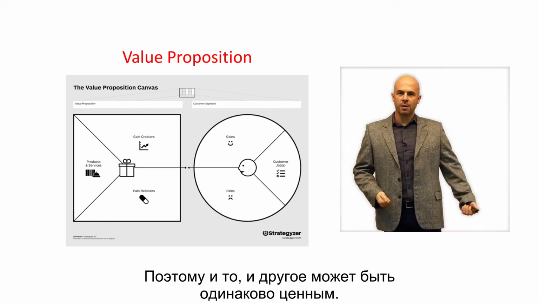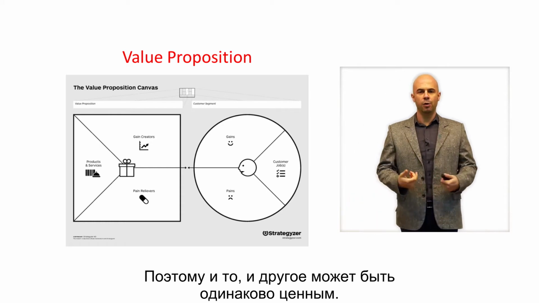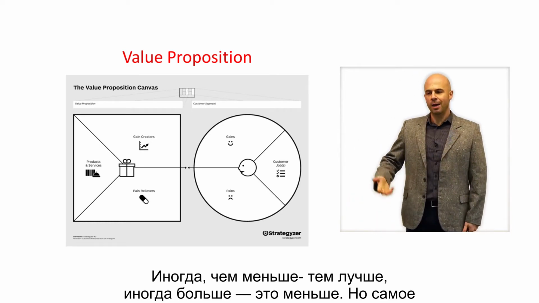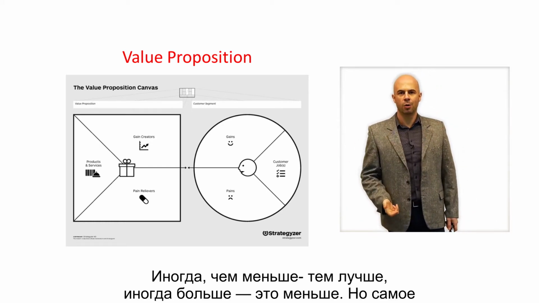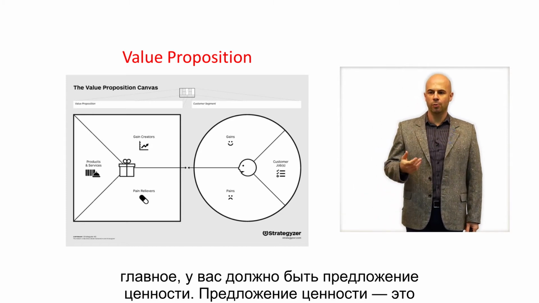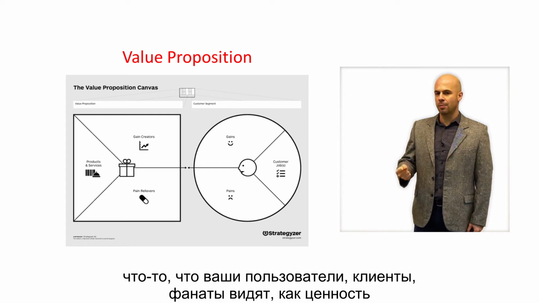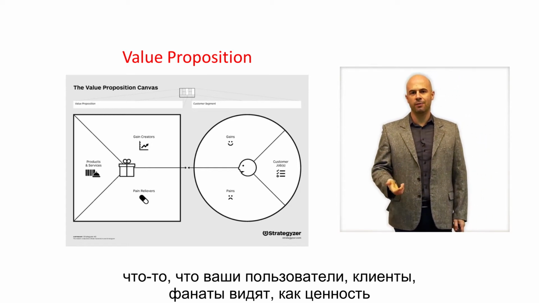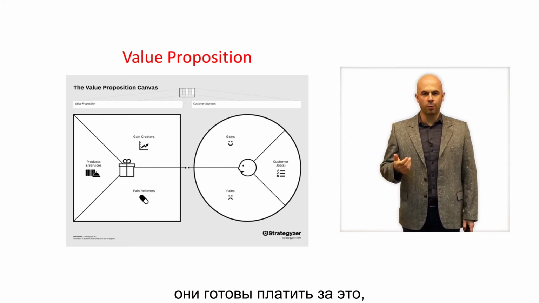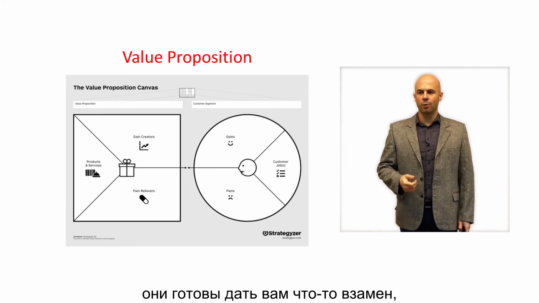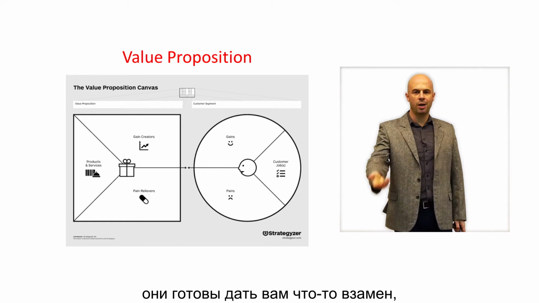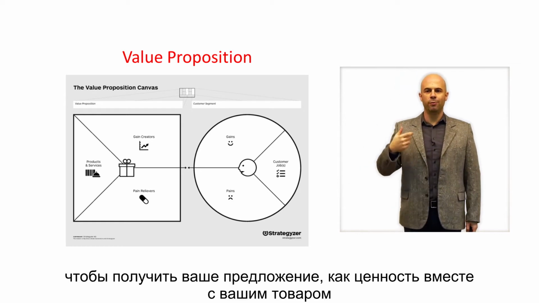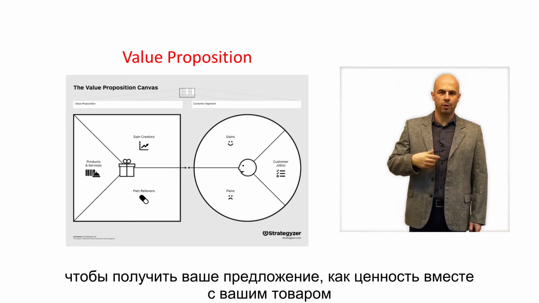So more of something and less of something can be equally valuable. Sometimes less is more and sometimes more is less. But the most important thing is that you need to have a value proposition. A value proposition is something your users, your customers, your fans perceive as valuable. They are willing to pay for it. They're willing to give you something back in exchange to receive what you offer as a value with your product.